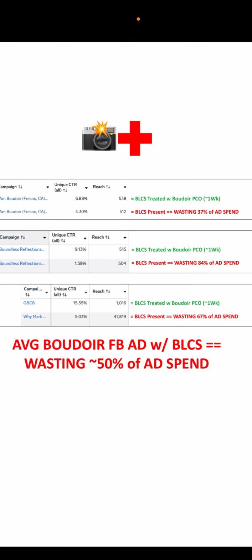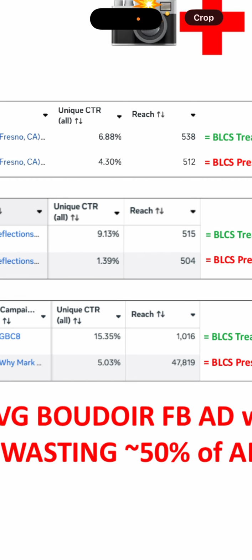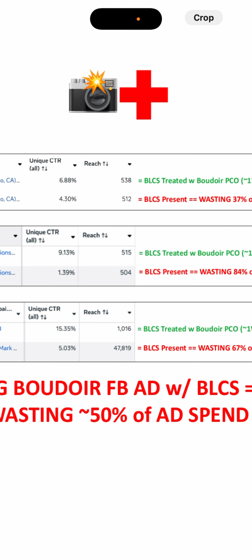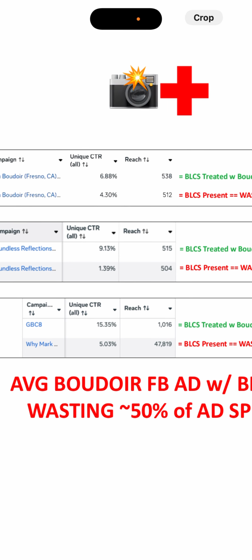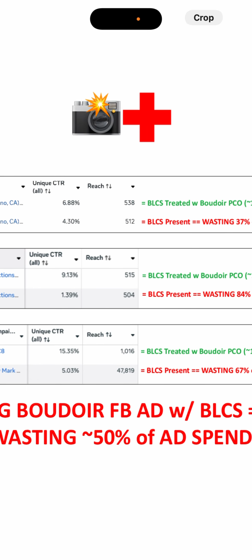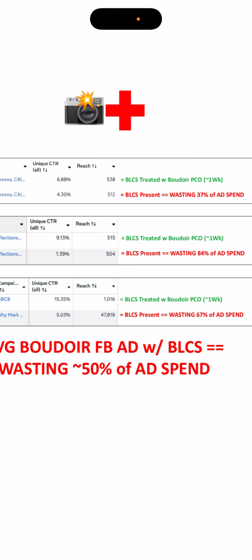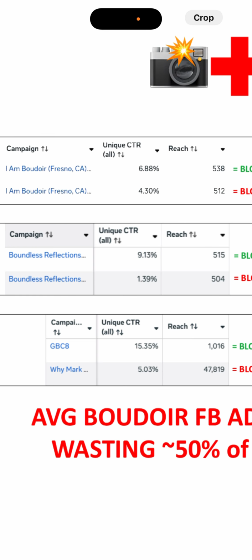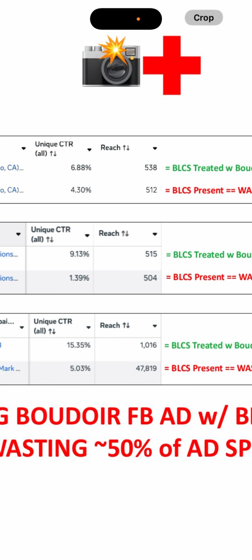All right, next, part of my residency, I found another Boudoir Facebook ad, unique CTRL 1.39%. So unique CTRL is less than 6%, BLCS is present. I duplicated that, ran it in parallel, and treated it with Boudoir Pico, which takes about a week. Got the unique CTRL up to 9.13%. So instead of our ad getting into 1 out of 100 women's brains, our ad's getting into 9 out of 100 women's brains.